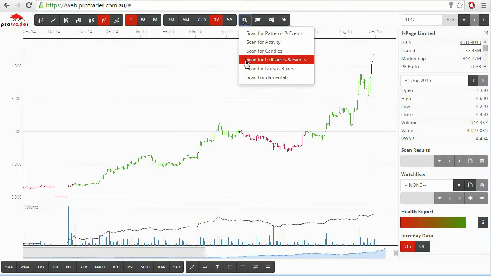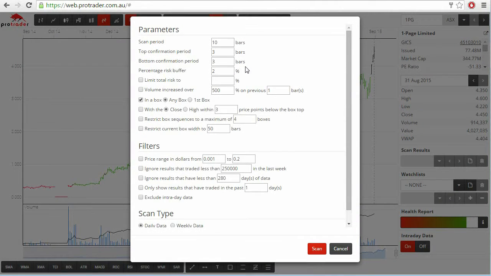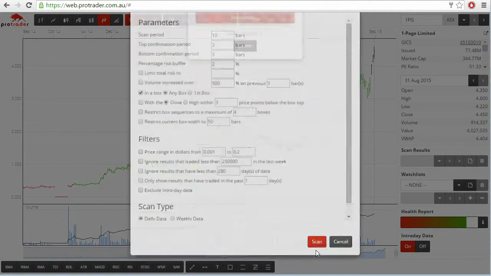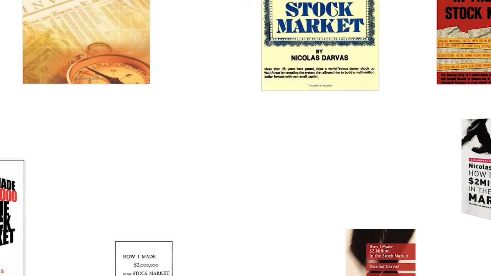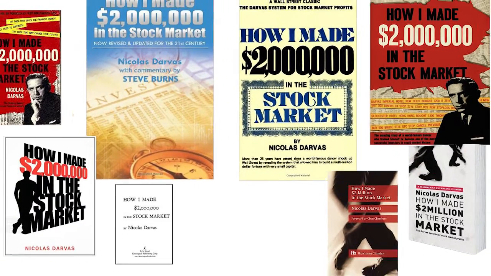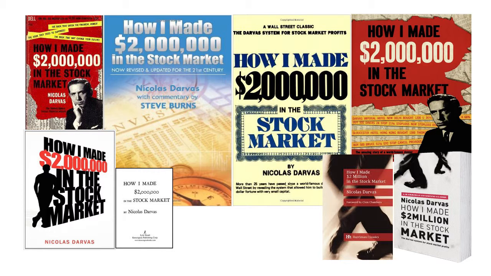The Davis scanner is one of our highlights as it easily represents an entire trading plan in one scan. Nicholas Davis wrote about his methods in a book titled How I Made $2 Million in the Stock Market, which was published in 1960, and we have programmed those methods very successfully.